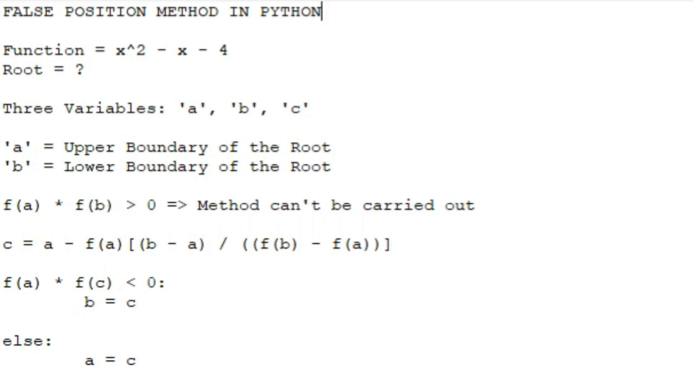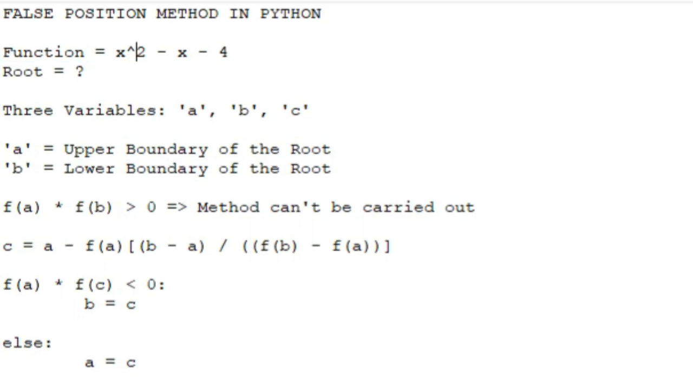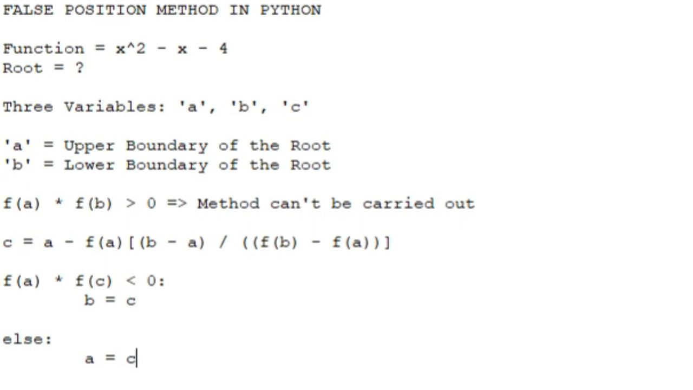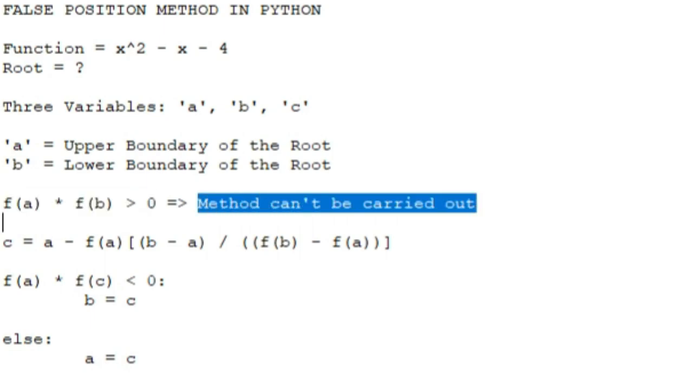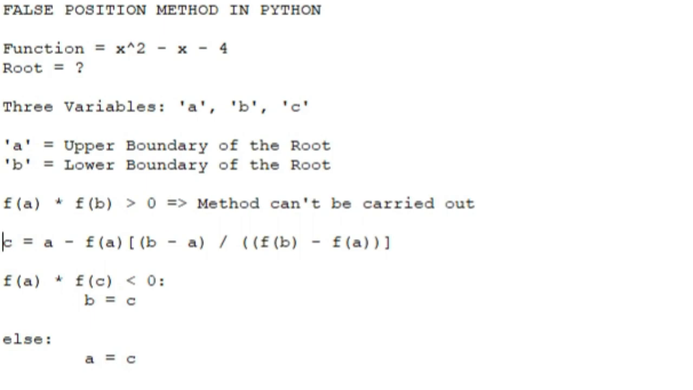Here we are given a function. In the function, we have x squared minus x minus 4, and we are to find out the root of this function. We have three variables a, b, and c, where a is the upper boundary of the root while b is the lower boundary of the root. We are to first check whether the function of a multiplied by the function of b is greater than 0. If that is the case, our method cannot be carried out, and this message will be displayed in our program.